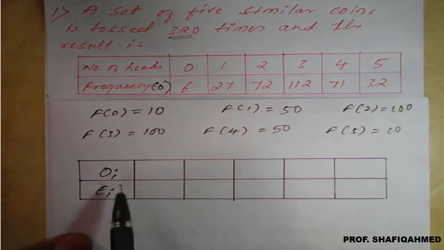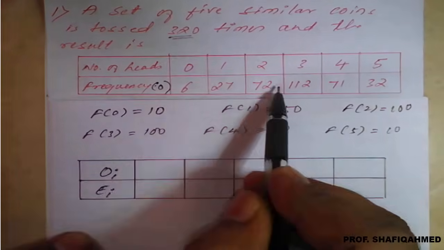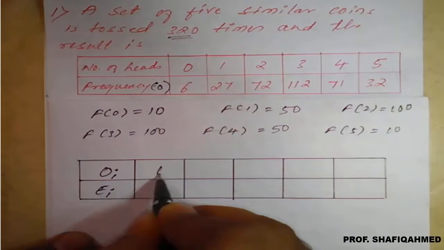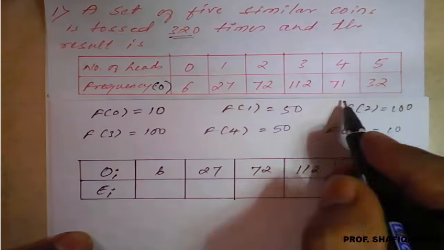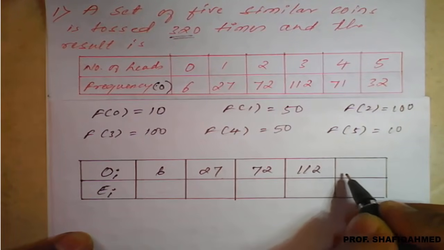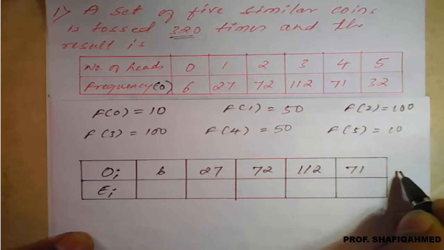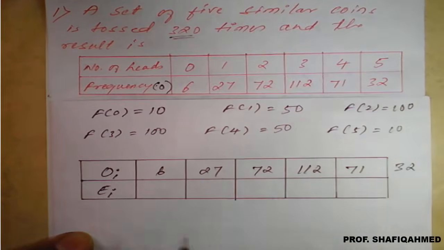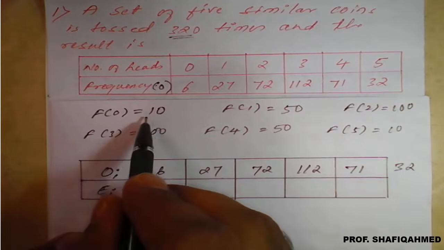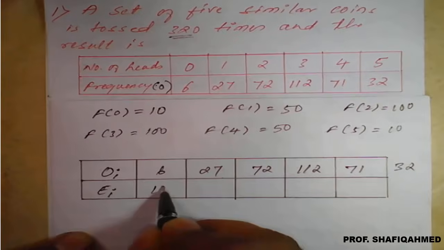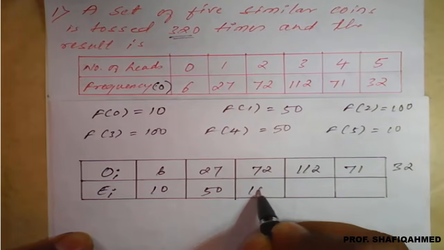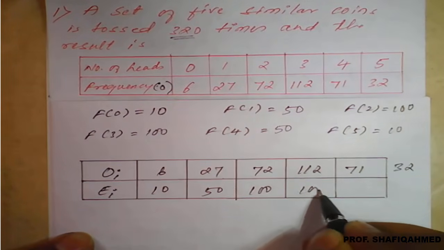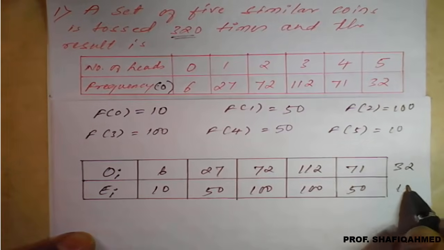Now this is a table I have prepared. So this is O values, observed values I will take, and this is E values. The O values we will take from the given question, that is 6, 27, 72, 112, 71 and one more is 32. Similarly we got expected values or theoretical values: 10, 50, then 100, 100, 50, 10.